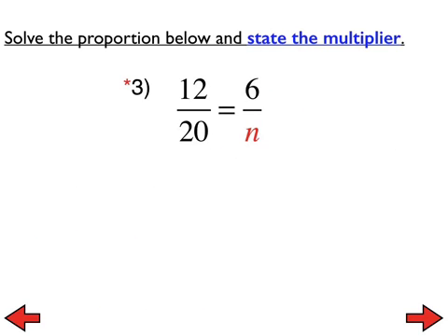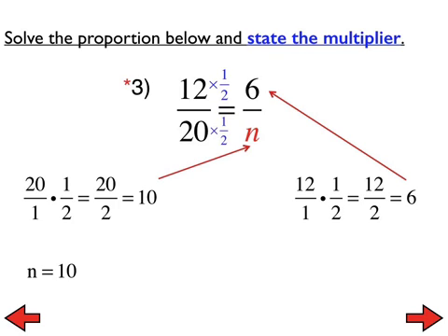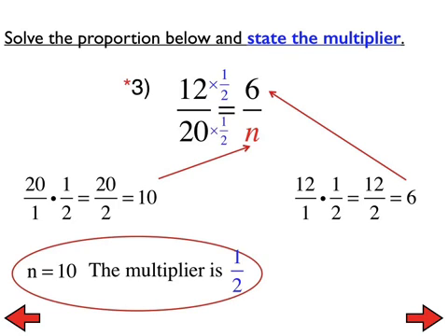Number 3. 12 times what gives us 6? Times half. 12 times half, multiplying across, would be 12 over 2, which is 6. So the bottom number, you also have to multiply times half to find n. So just like yesterday, you're multiplying the top and bottom by the same thing to find what n equals. It's just that yesterday everything was in whole numbers, so it was a little bit faster and easier. What's 20 times half? 10. Good. N equals 10. We multiply by half to get it, so that now we have equivalent ratios.